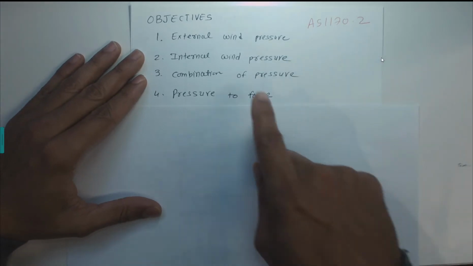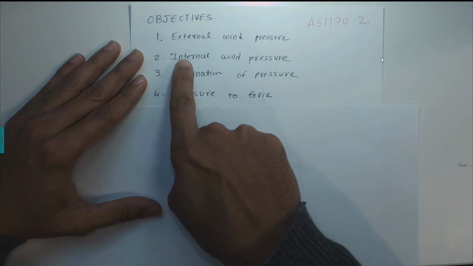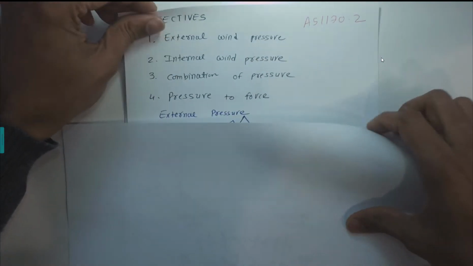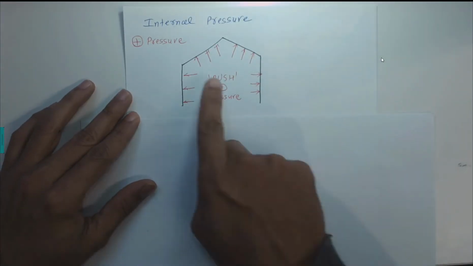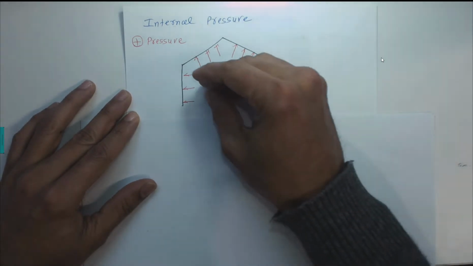In the last video we looked at the external wind pressure. Now in this video we explain the internal wind pressure and the combination of pressures. So for internal wind pressure, the concept is the same as external pressure, but now we are looking at structures where we have a pressure coming from inside.